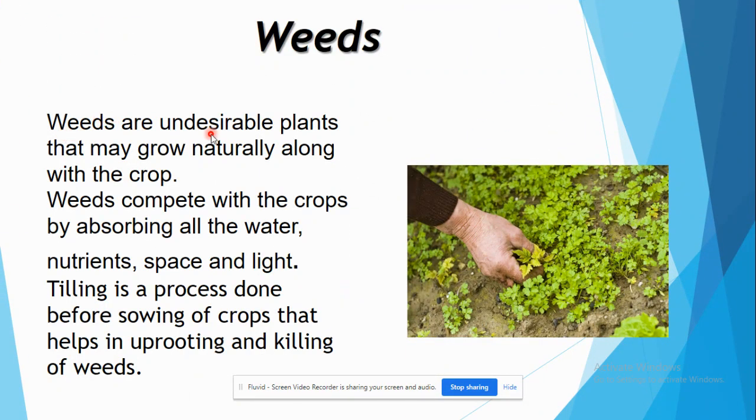Weeds. Weeds are undesirable plants that may grow naturally along with the crop. Weeds compete with the crops by absorbing all the water, nutrients, space, and light. Tilling is a process done before sowing a crop that helps in uprooting and killing weeds. So these are unwanted plants, like unwanted guests, which naturally grow while growing crops. They compete with the crops for water, nutrients, space, and light. So it is very necessary that we remove these weeds, or else the crop may not be good.